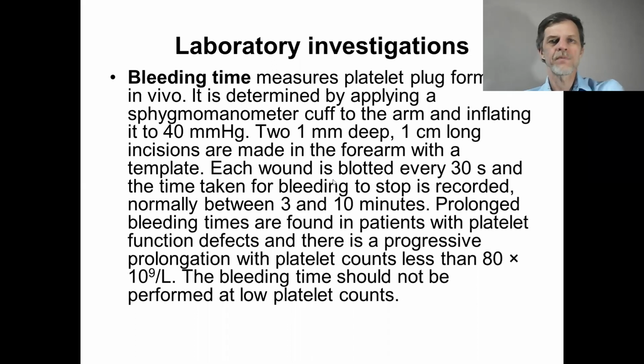For example, applying a sphygmomanometer cuff to the arm and inflating it to 40 millimeters of mercury. Then two 1 millimeter deep and 1 centimeter long incisions are made, with no special device, in the forearm with a template. Each wound is blotted every 30 seconds and the time taken for bleeding to stop is recorded. Normally between 3 to 10 minutes. Again, the idea is following. We have small wounds and we just apply some cotton, watching whether bleeding continues or not. And normally bleeding should stop within 3 to 10 minutes.